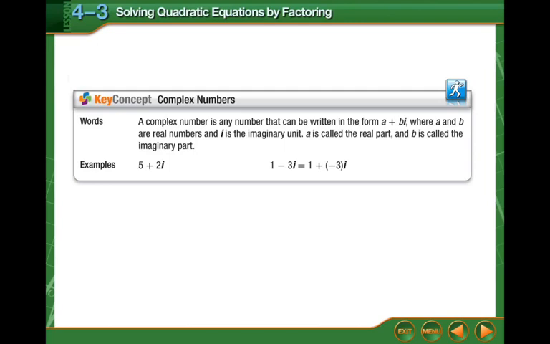So a and b are real numbers. i is the imaginary unit. a, the part that does not have i with it, is the real part. b, the number in front of i, is called the imaginary part.